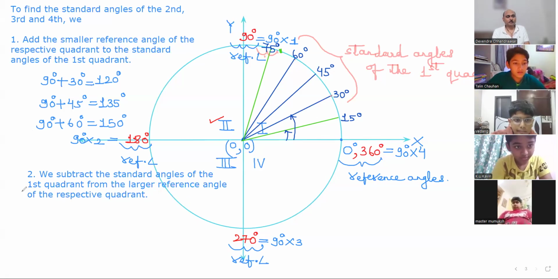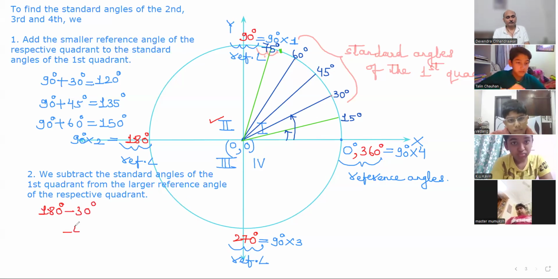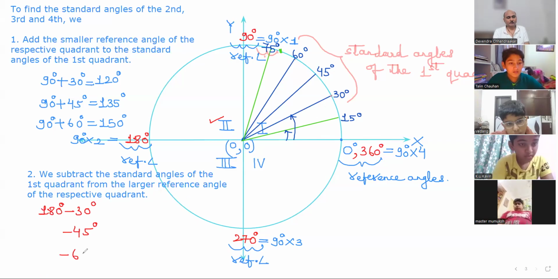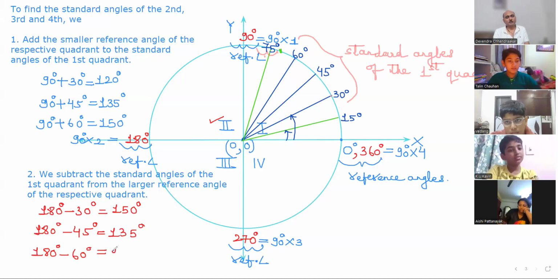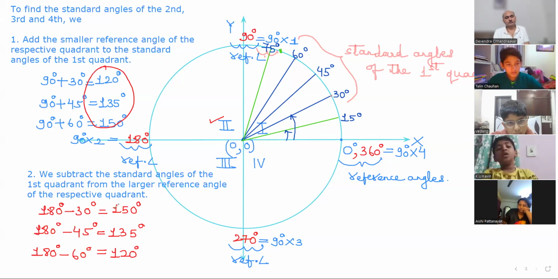So what do we do here? We just subtract from 180 degrees. We subtract 30. We subtract 45. And we subtract 60. Okay. So this is 150, 135 and 120 again. Yes or no? So we got the same angles as these. Okay. So this is how we find the standard angles of the second, third and fourth quadrants.